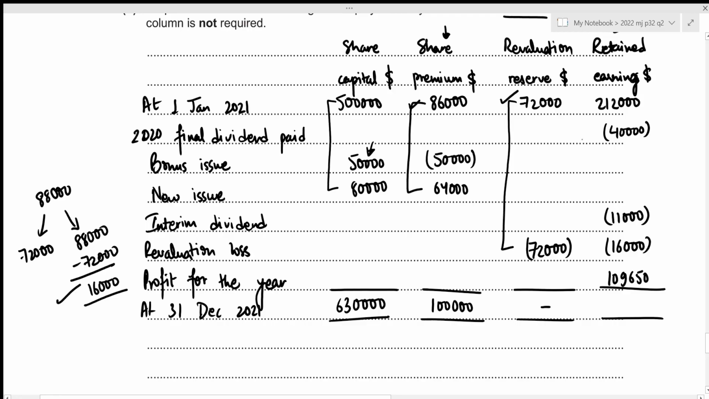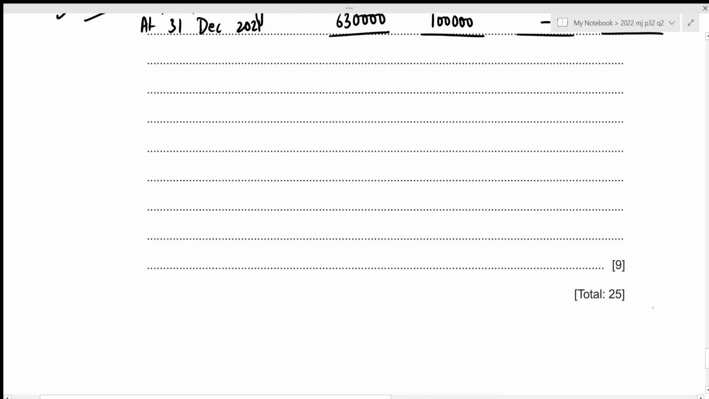And for retained earnings, that will be the sum of these five amounts, so that's 212,000 minus 40,000 minus 11,000 minus 16,000 plus 109,650, which results in 254,650. Alright, this concludes the fourth part of this question as well as the entire question number 2 of 2022 May-June paper 3-2.